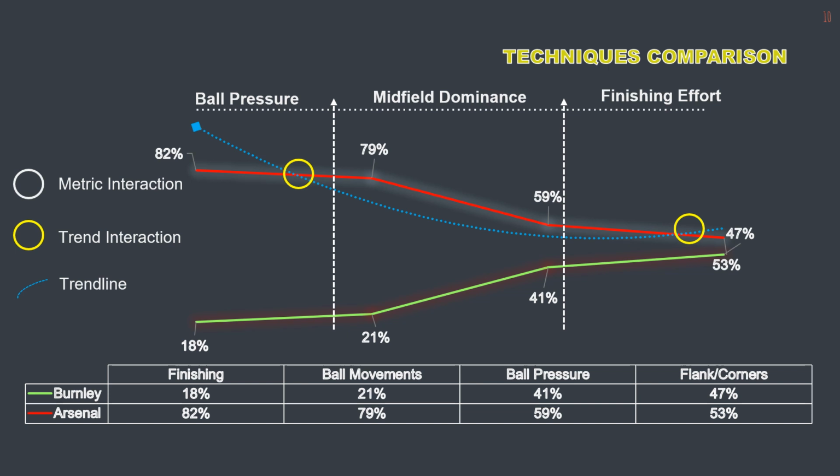Metric interaction suggests that both sides will focus significantly on the ball pressure domain in order to influence the game's tempo. Metric interaction also indicates that both sides will get the necessary momentum in the finishing effort area in order to produce scoring opportunities in the game.